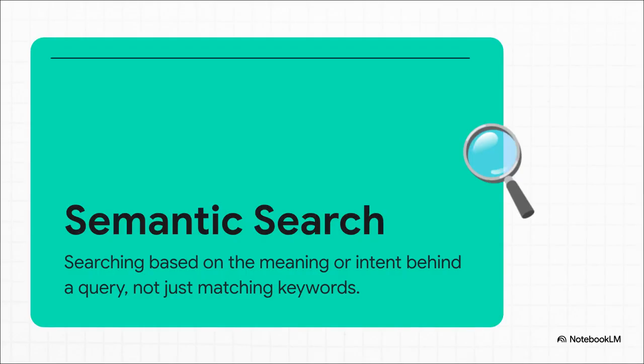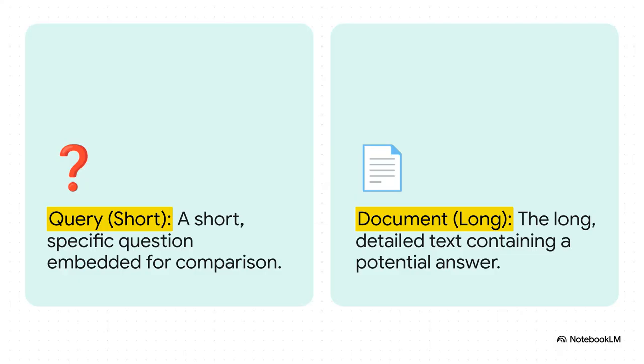Now for a seriously cool application, semantic search. This goes way beyond just matching keywords. This is about searching for something based on the meaning and the intent behind your question, and that's where things get really, really powerful. A really common use case here is something called asymmetric semantic search. Think about it like a search engine. You type in a short, specific question, that's the query. The system has to find the answer buried somewhere in a long, detailed document.